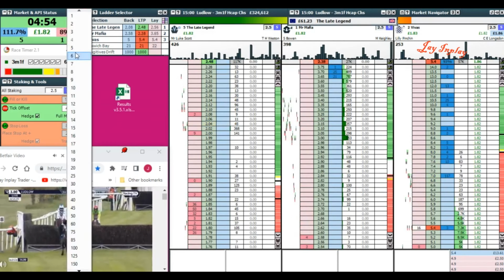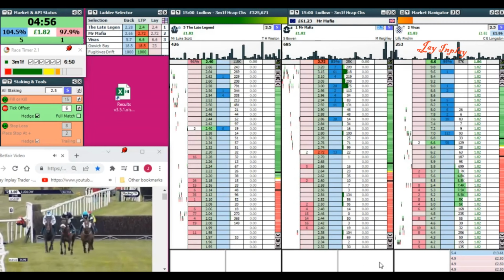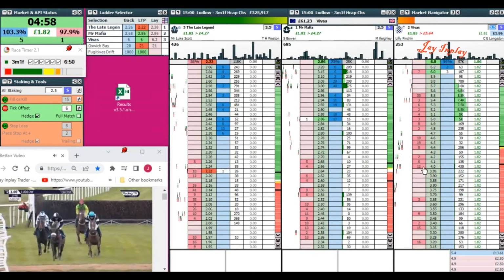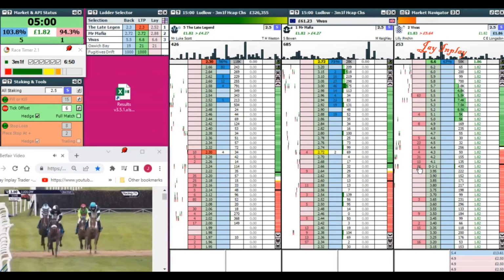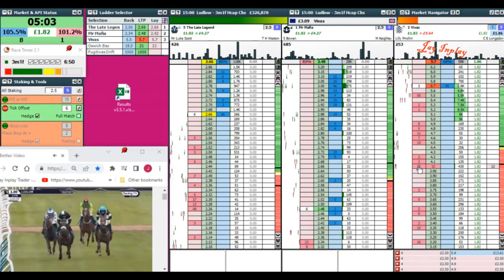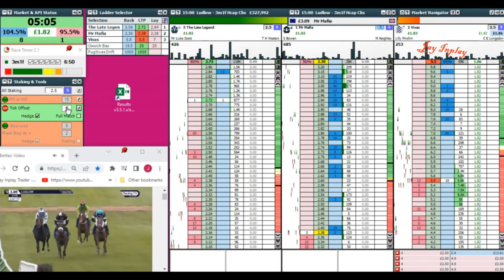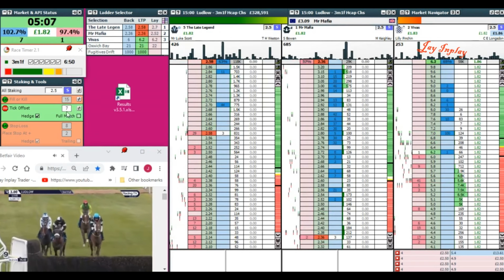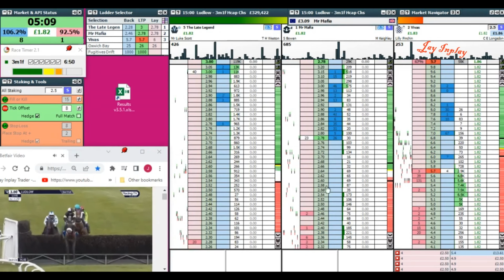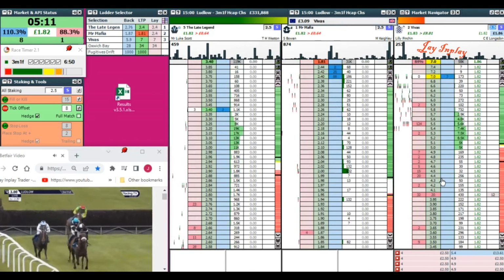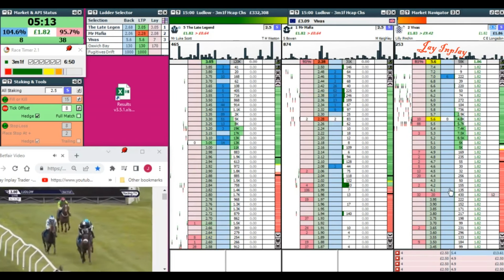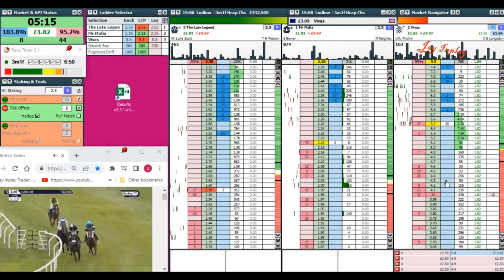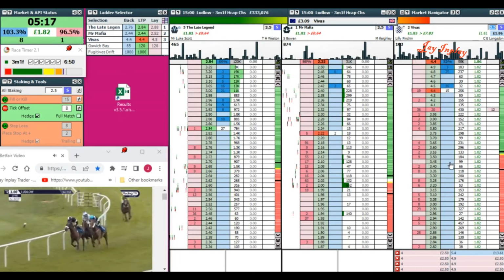On the final circuit, Mr. Mafia jumping from fence to fence. Luke Scott now shaking the reins at The Late Legend in second. Vivas is 3 lengths off the leader, heading to the final fence in the back straight. Over the final fence on the far side, where Oxwich Bay did his utmost to get rid of Lewis Gordon, who sat tight, and he trails them by 8 lengths.